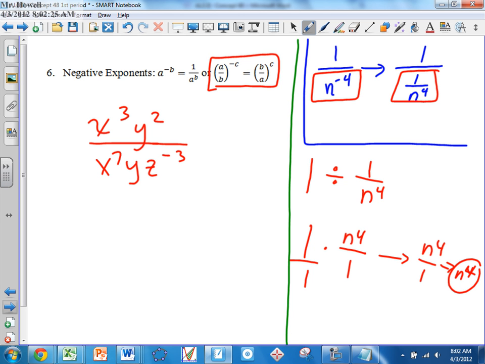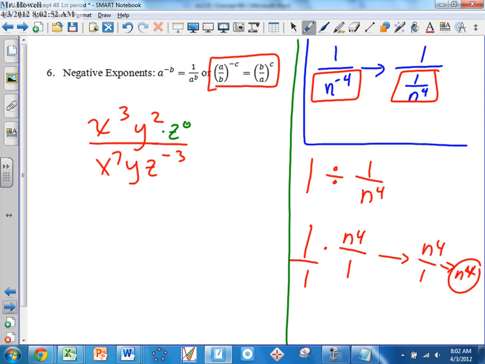Now, if you still don't believe me about this, here's what you think about. If I had z to the 0 up here, because any number to the 0 is 1, I could just put z to the 0 in there with no problem at all, because it's just 1. If I have z to the 0, wouldn't I have to subtract these exponents because I'm dividing? And what's 0 minus negative 3? Positive 3.